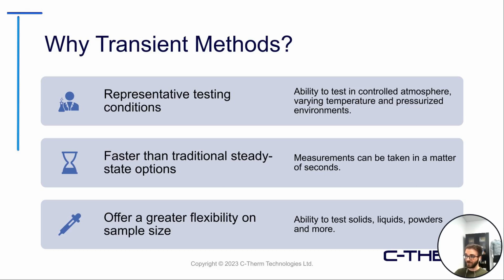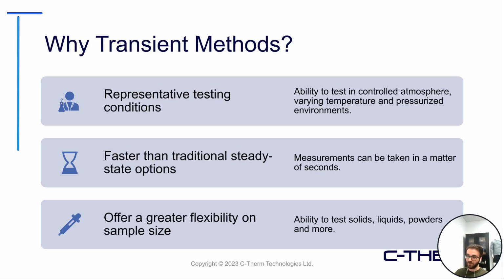So why do we focus on transient? Really, I'd say number one is it allows us to apply representative testing conditions. These sensors are very versatile in the sense that they can be applied in different controlled environments, different atmospheres, under different temperature and pressure conditions. They lend themselves very well to these types of setups. And of course, if you really want to understand how your material is going to perform under a certain set of conditions, mimicking those conditions for the actual testing is going to be of great importance.